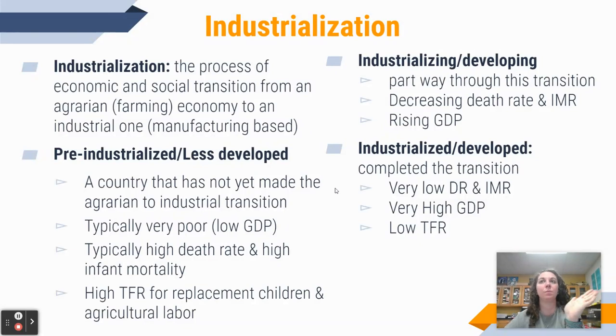So this is, we're through the transition now. These have a very low death rate, very low infant mortality rate because we've got clean water, we've got healthcare, we've got a high GDP. And because of all those things combined, we're going to have a low total fertility rate.